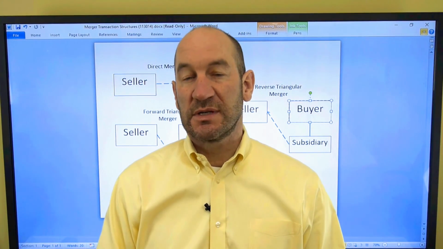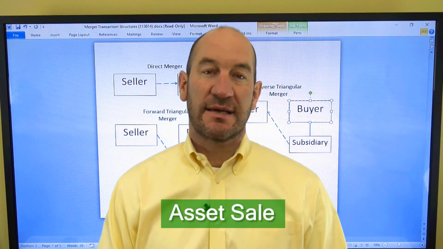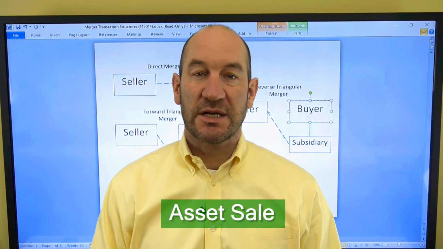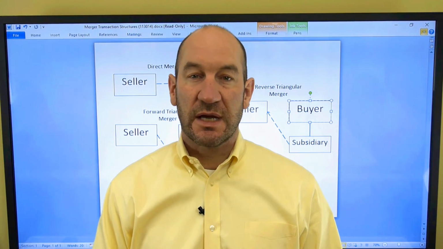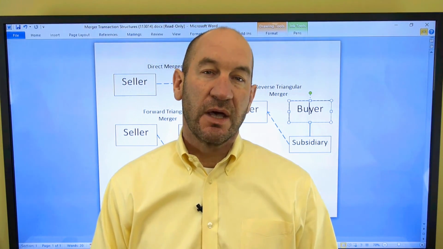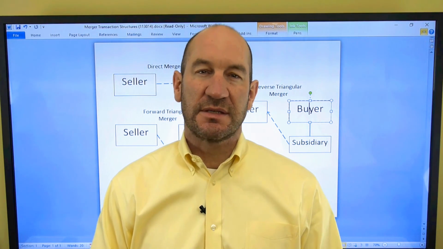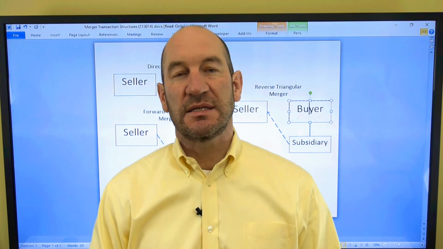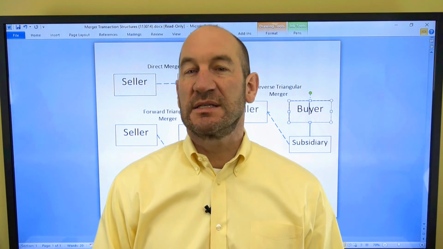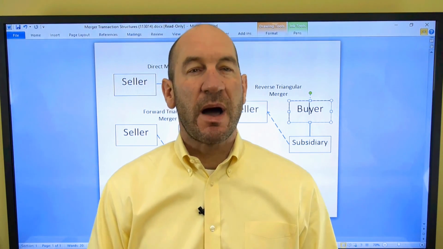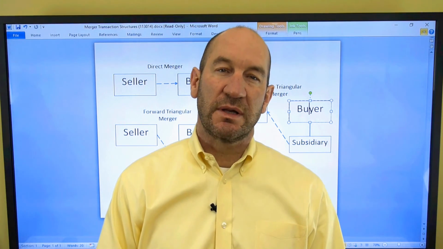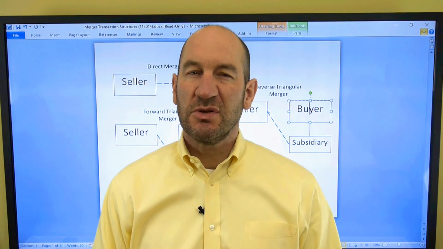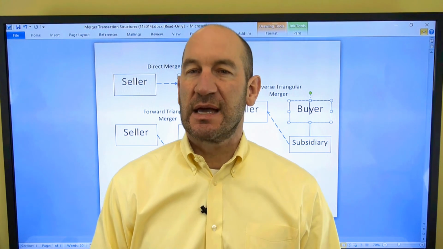The first type of transaction structure that I'd like to talk about is an asset sale. Typically in an asset sale transaction, the seller sells all or substantially all the assets to the buyer. Usually only specific liabilities of the sellers are assumed by the buyer. From a tax standpoint, in a taxable sale of assets, the seller recognizes gain or loss from the sale of assets, and the buyer obtains a basis in the assets according to the purchase price allocation, which usually entails a stepped-up basis in the assets.